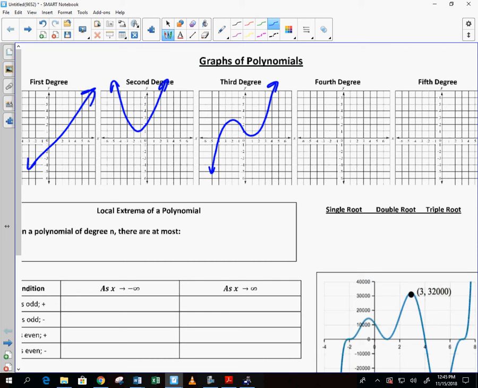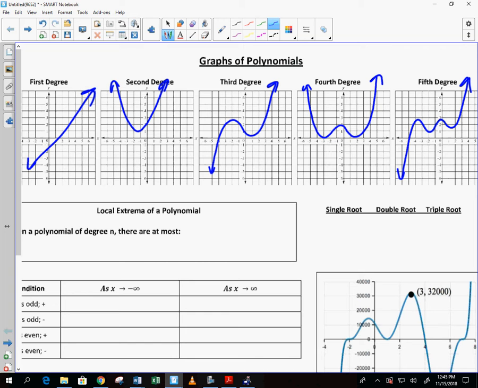Third degree. Fourth degree. Oh no. It looks like the second degree, only it's weird. Mirrored. What's happening every time we add a degree? You add a bump. Very good.